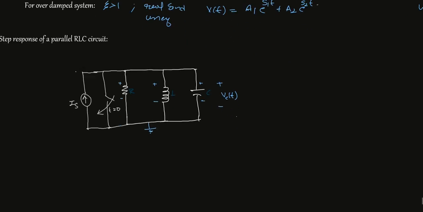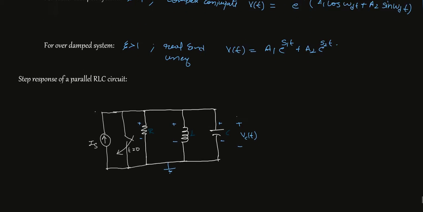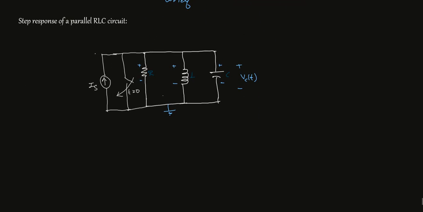Now let us quickly see the step response of a parallel RLC circuit. By using this equation, let us see what the step response of a parallel RLC circuit will be. Here I am removing this switch. I am just turning on the source.